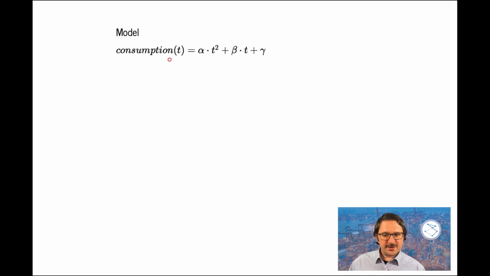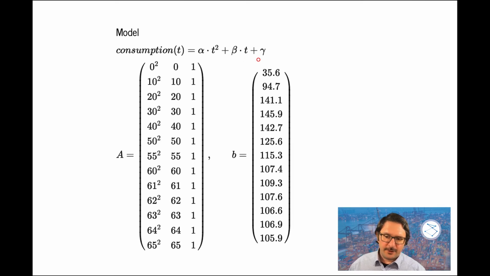That means our consumption is modeled as a function with 3 parameters now. We have alpha times t squared plus beta times t plus gamma. Now, if we write this in matrix vector form, the matrix gets one more column. So we have this first column corresponding to t squared here. Means we have 0 squared, 10 squared, 20 squared, and so on here. The second corresponds to t, so we have 0, 10, 20, 30, and so on. And the third corresponds to 1 times gamma, so we have 1, 1, 1, and so on. Right-hand side stays the same, of course.